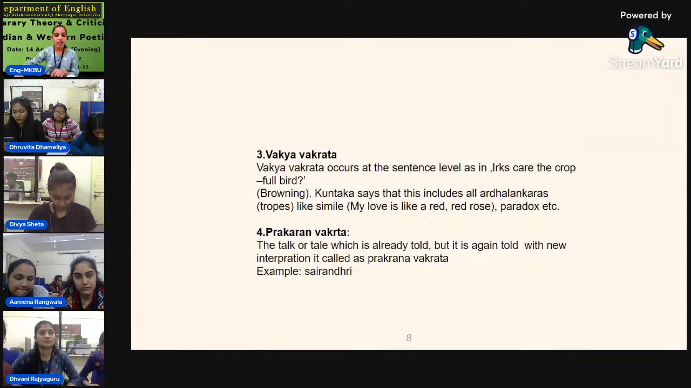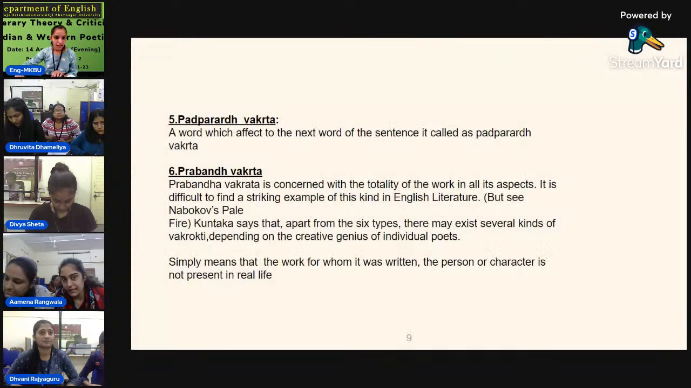Vakya Vakrata. Vakya Vakrata occurs at the sentence level. Kuntaka says that it includes all artha alankars like simile and paradox. Prakaran Vakrata: the talk or tale which is already told, but it is again told with new interpretation, is called Prakaran Vakrata. Example, Sairandri. Pad Parardh Vakrata: a word which affects the next word of the sentence is called Pad Parardh Vakrata.